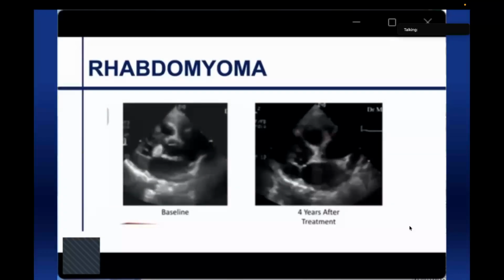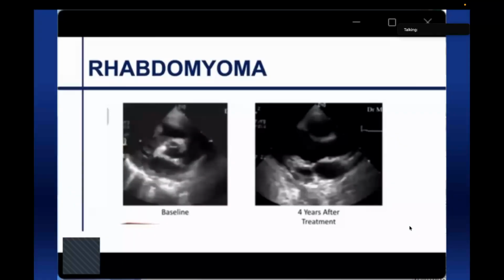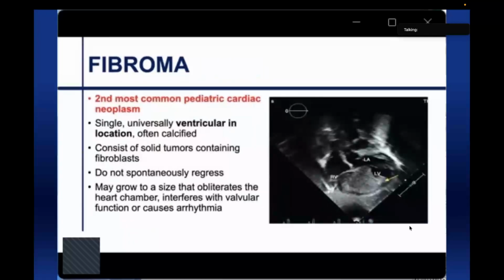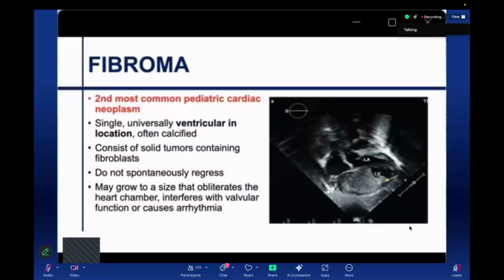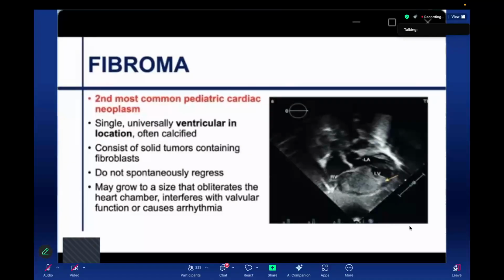Okay, this is the baseline echo before, then 4 years after treatment. As you can see, nawala yung rhabdomyoma. Fibroma, second most common pediatric cardiac neoplasm, single, universally ventricular in location, and it's often calcified. Consists of solid tumors containing fibroblasts, do not spontaneously regress, may grow to a size that obliterates the heart chamber, interferes with valvular function, or causes arrhythmia, as shown here.